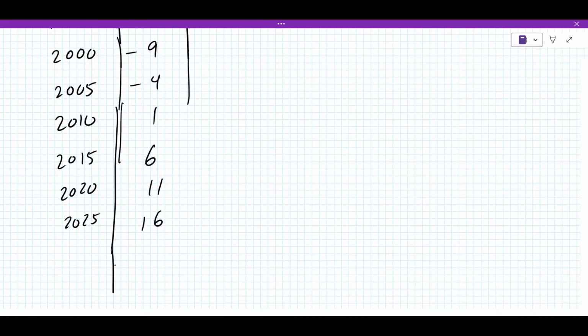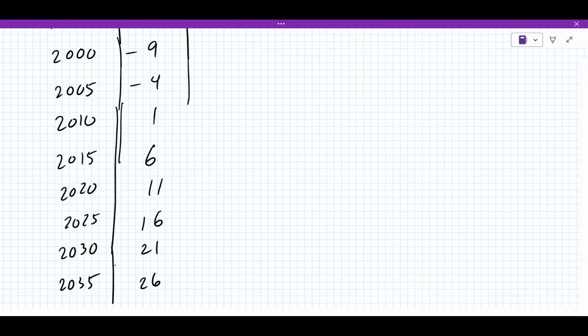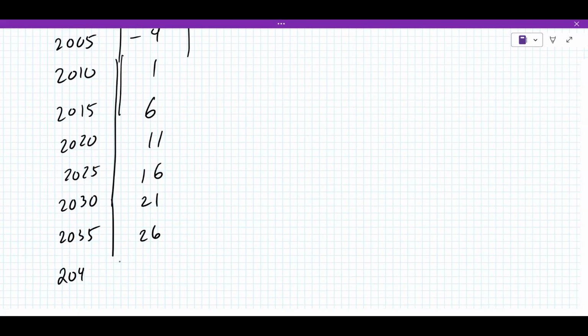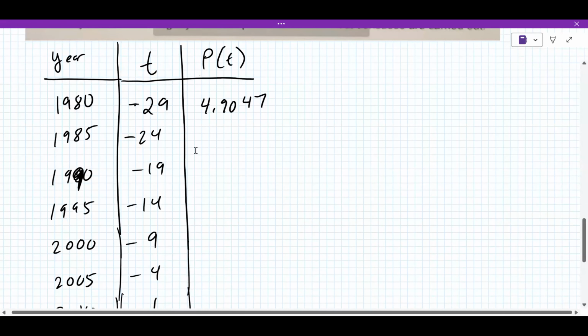Okay, and then so on. So 2030, 2035, and then 2040. Okay. And then we're going to use the calculator and just change the value of t and record the answer here each time. Is that clear what we're doing?